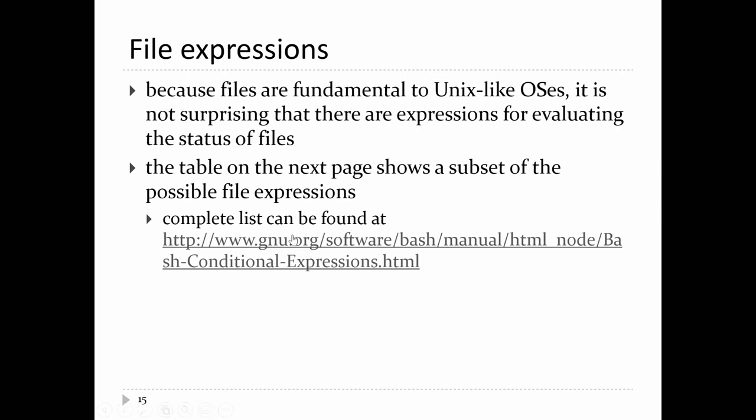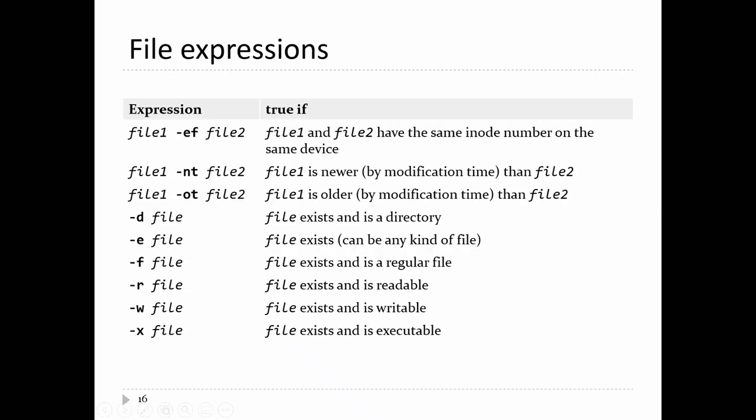The complete list is here if you want to see it. Just hit that link and you'll get the whole list. The next page shows the ones that are meaningful to us at the moment. If you've got a file name, file one, and a second file name, file two, then file one -ef file two returns true if those two files have the same inode number on the same device. So what does that mean? You know that they're the same file.